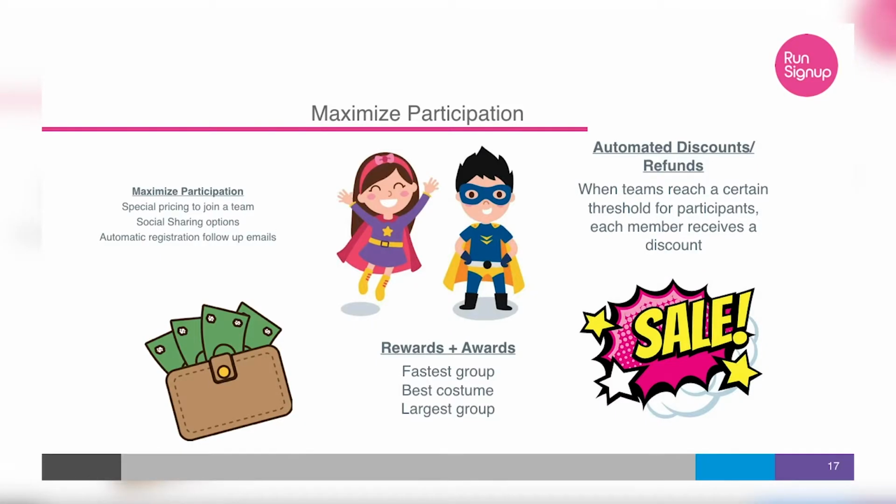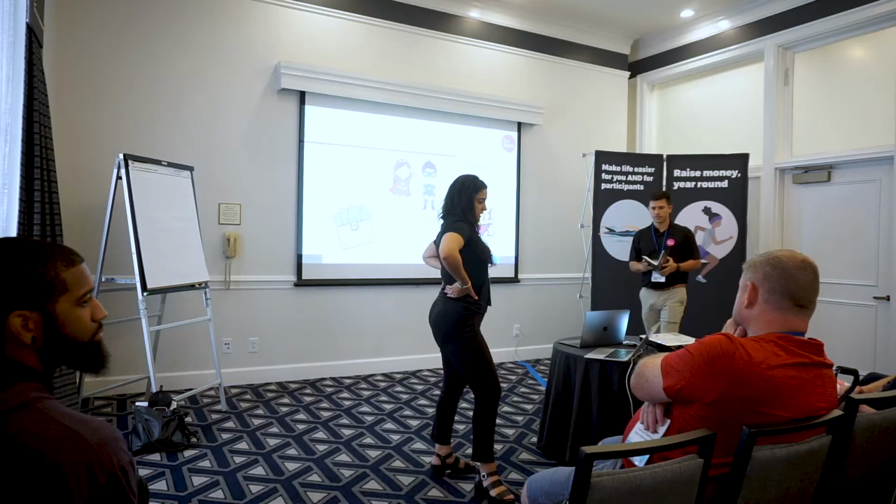Automatic discounts. You can create thresholds for a team size. If the team gets to 10 people, everybody from 1 to 9 gets a refund, and then everybody after that pays a discounted amount. That can spur people to get more people involved and get a larger group together. And then rewards and awards. Anything you can do for largest group, best costume, fastest time as a group or average time, that can spur people to get involved.